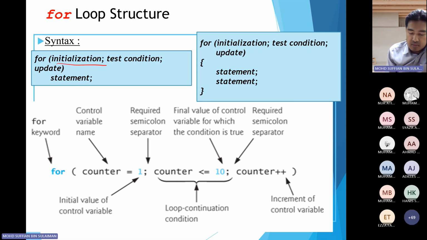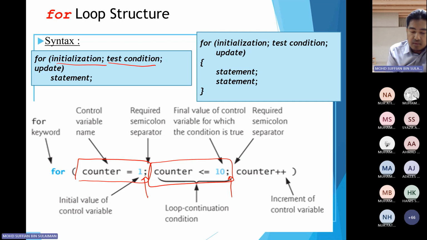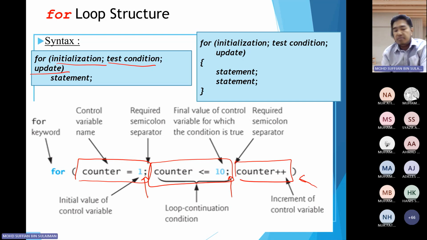First initialization. This one, initialization. And don't forget to put semicolon. And then test condition. This is test condition. Don't forget to put semicolon. And then the update. This is the update. Okay, no semicolon. For looks like it is a bit more simplified compared to while and do-while. In one line there is initialization, test condition and update. In one line, for looks more simplified, right.